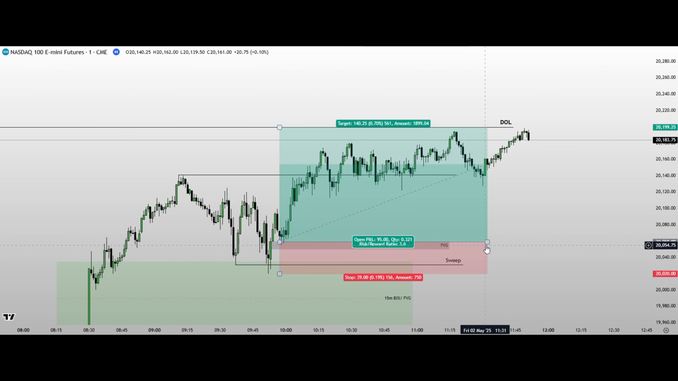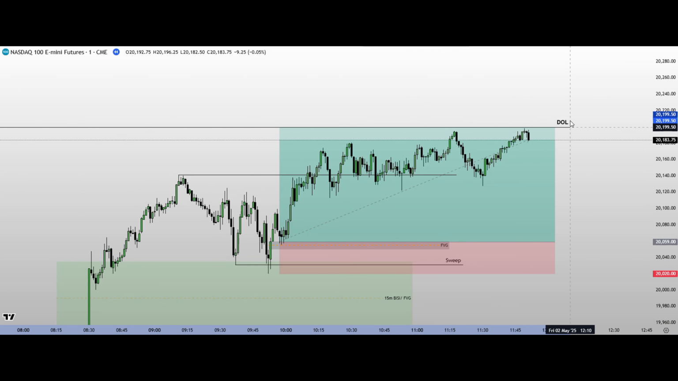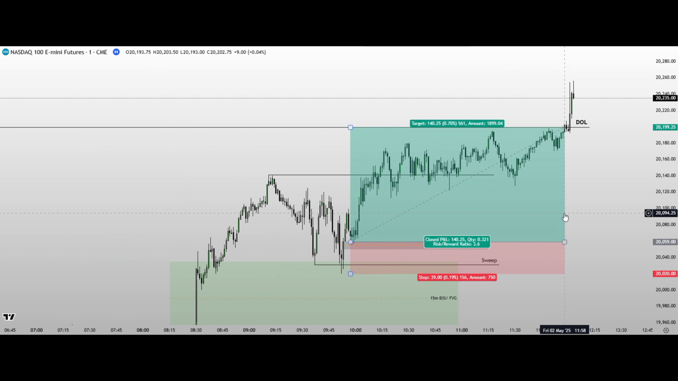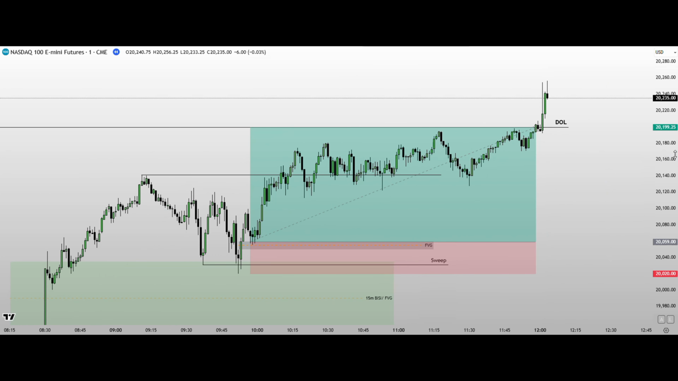And we don't get it just yet. Hold on. And we get it. So there we go. There is price tapping into that drawn liquidity. Took a bit of time to get it done.